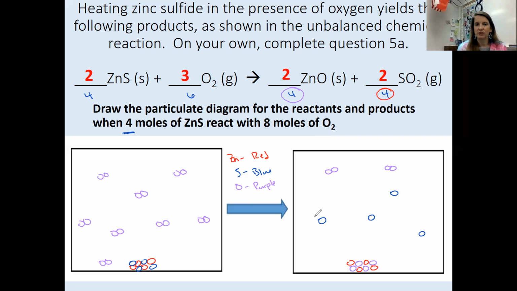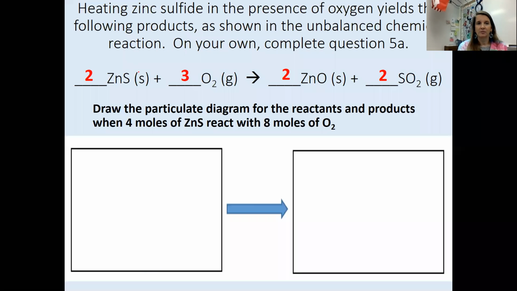I almost chose the wrong color. So I'm going to add 2 oxygens to each of those. And so that's what my particulate diagram should look like. I need to have those extra oxygens because those 2 molecules did not bond. All right, let me clear that drawing. We shall move on.